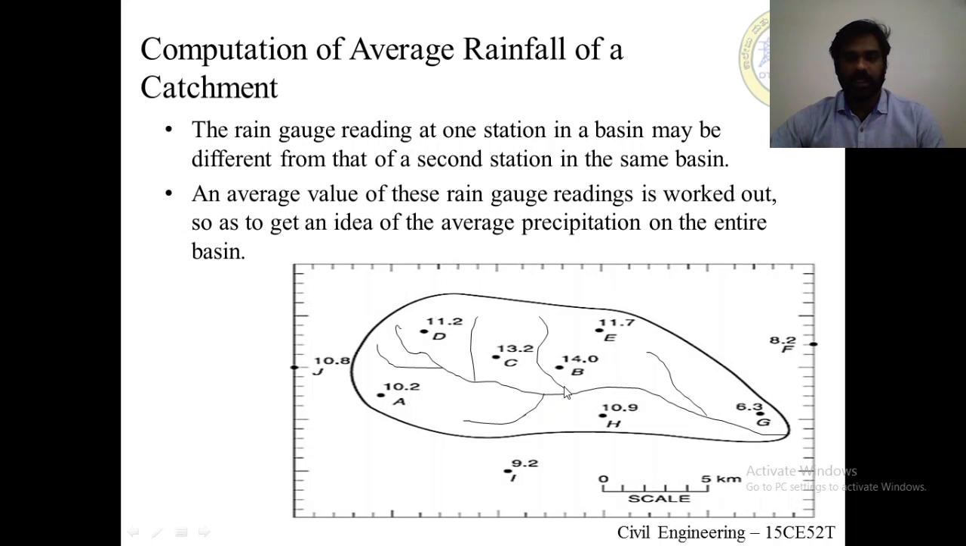Uniformly meaning rain gauges should not be placed only in places of heavy rainfall or in places where rainfall is least. It should be properly balanced.